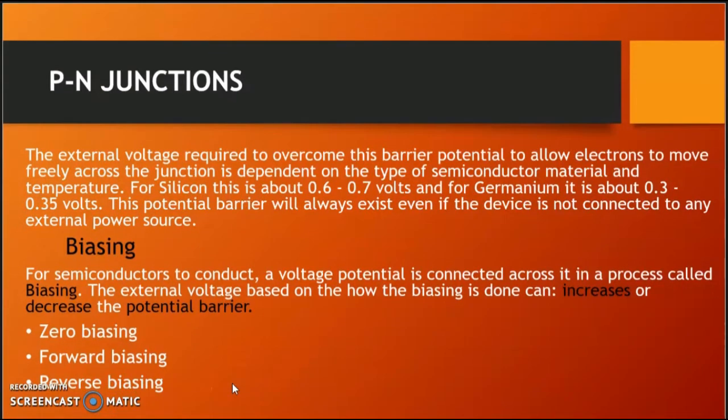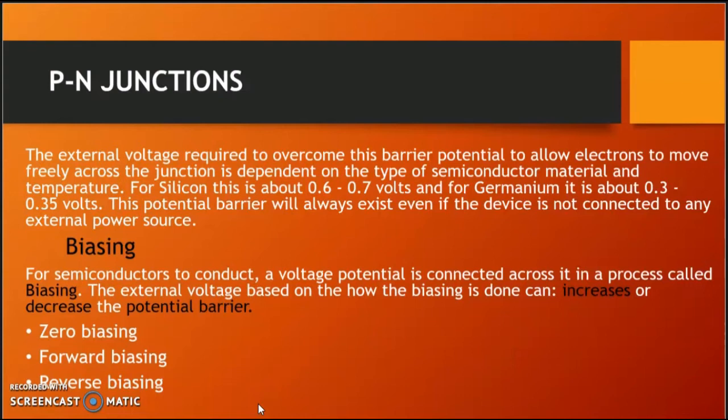So therefore, there is the need for us to apply an external voltage to overcome this barrier potential. The external voltage, based on how the biasing is done, will either increase or decrease the potential barrier. So our aim of applying this external voltage, or our aim of biasing, is to increase or to decrease this potential barrier we now have between the p-n junction.